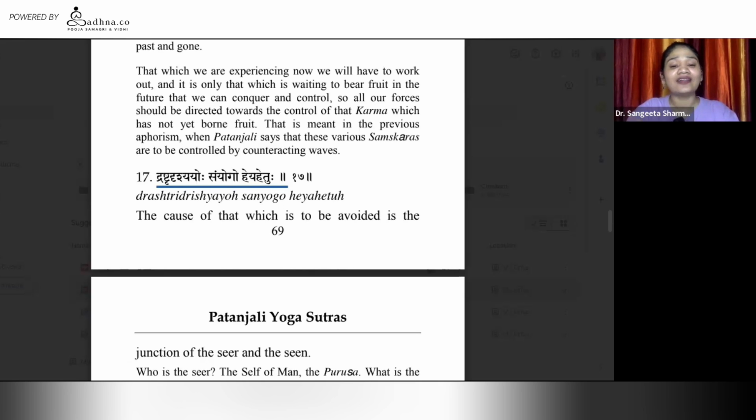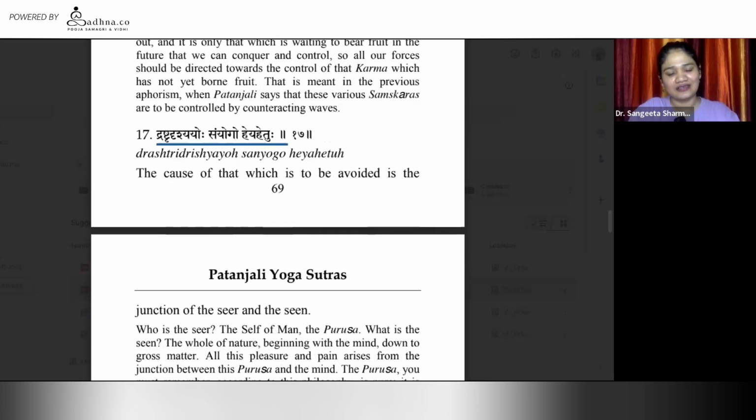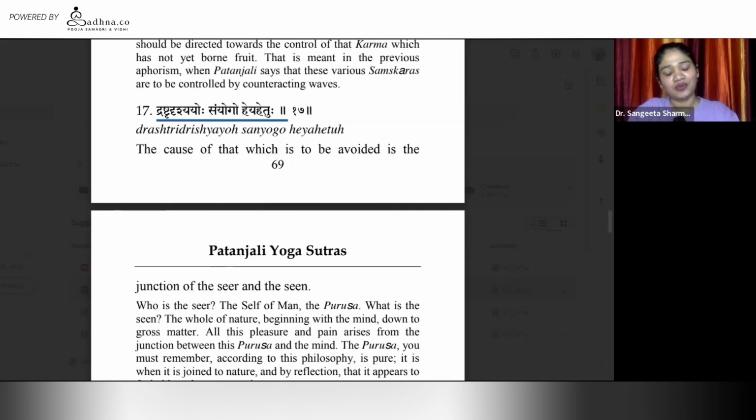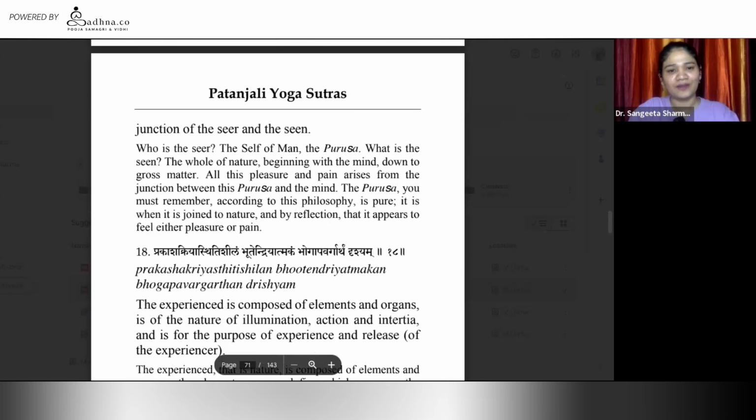Who is drishta? Drishta is atma. Who is drishya? Drishya is prakriti. So when my atma thinks that my sense is the reality, when my atma thinks that my ear is the reality and the subject related to my ear is the reality, the problem starts. So he is saying that this is the problem: when our atma thinks that prakriti is us. In the 17th sutra, he is explaining the reason behind this dukkha.